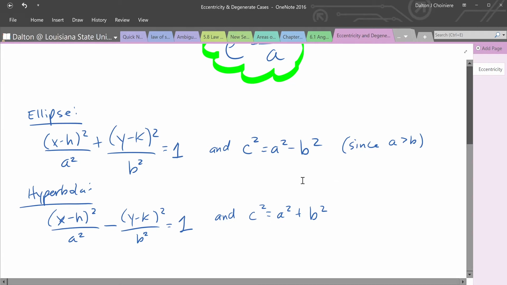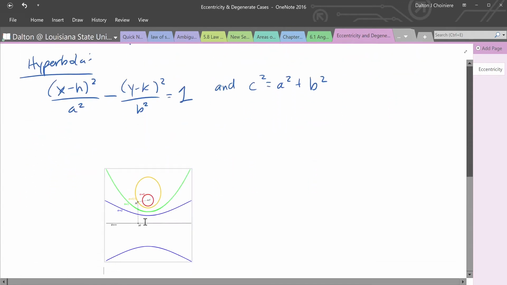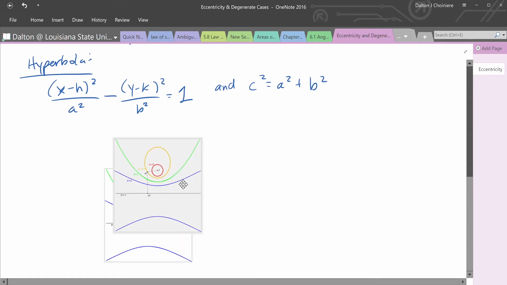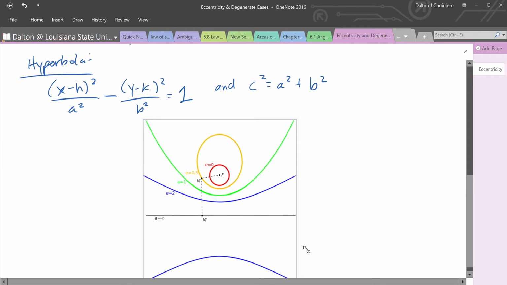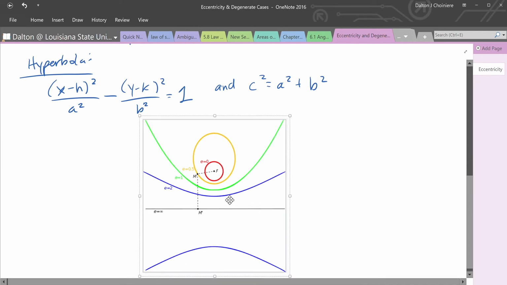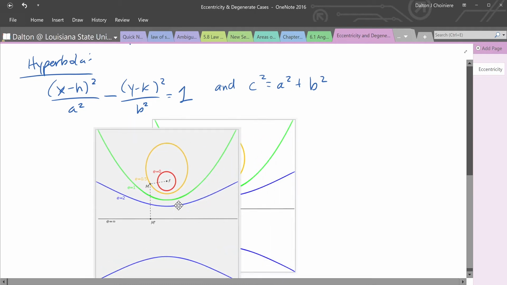We're going to use the same equations for A, B, and C in order to find the eccentricity of a conic section. So let me show you a picture. You don't need to draw this. This is more so for you to understand what we're talking about here. Eccentricity can be thought of as how much a conic section deviates from a circle.